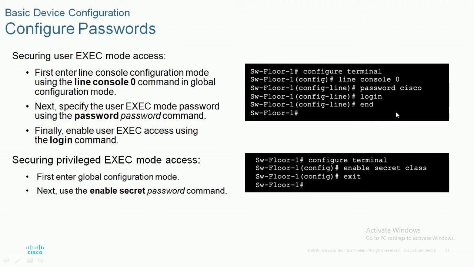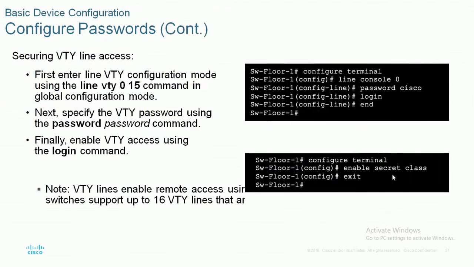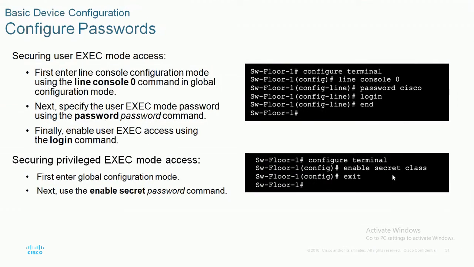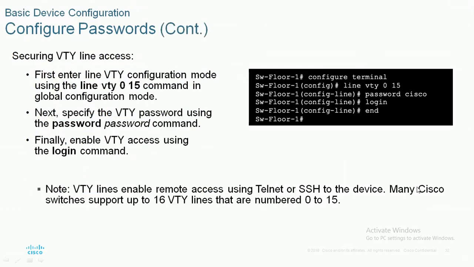So how to secure privileged exec mode access? Okay, already I told you, enable secret you need to apply. In any mode you can apply this command, either console mode or secure shell or telnet. Compulsory you need to apply enable secret command, compulsory. In my video I already configured everything, that also I will show it to you.